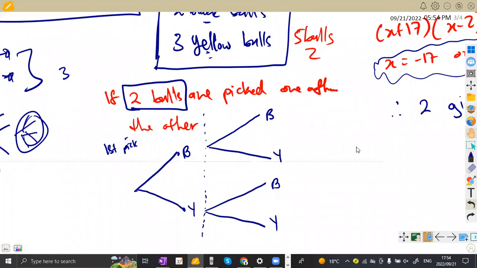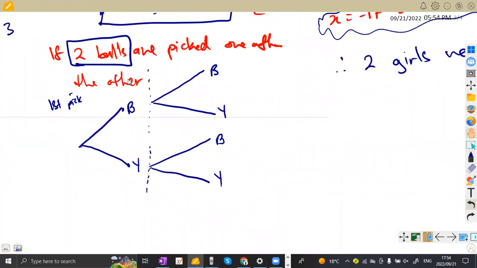So this is the condition that you're going to have here. This is now our second pick. Two balls are being picked one after the other. Those are the first pick and the second pick.